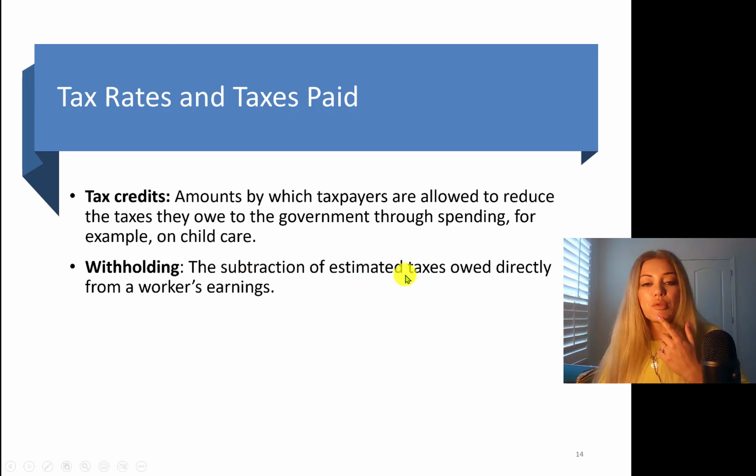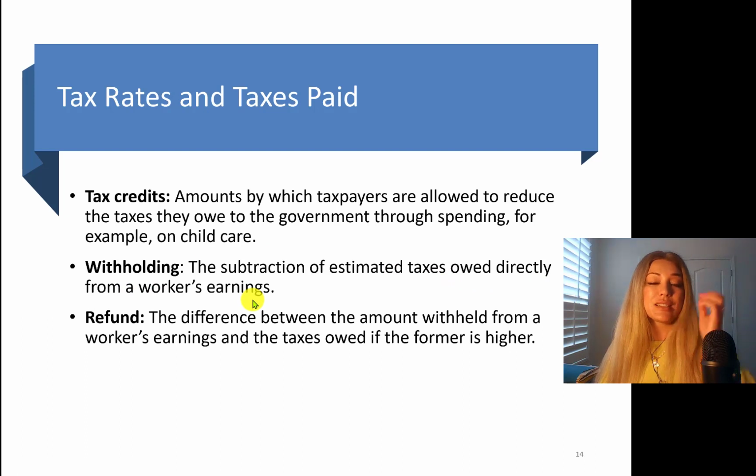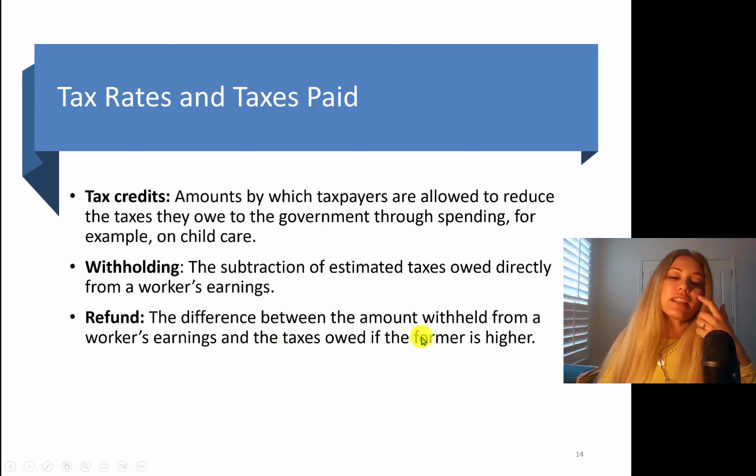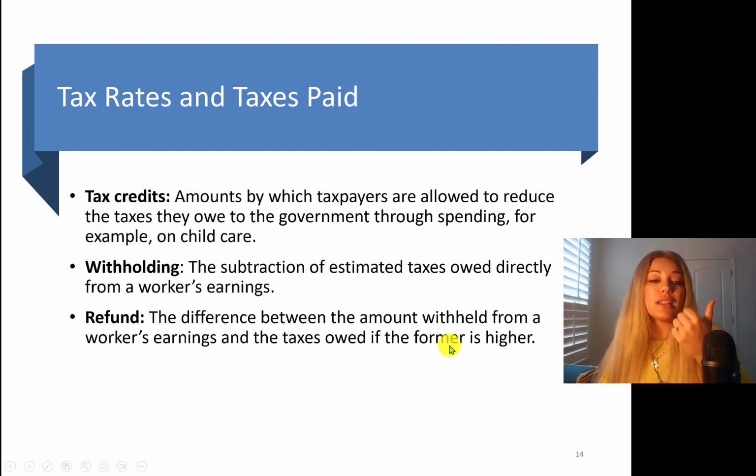Withholding is a subtraction of estimated taxes owed directly from a worker's earnings. This is automatic. Refund is the difference between the amount withheld by the government from a worker's earnings and the taxes owed if the former is higher.